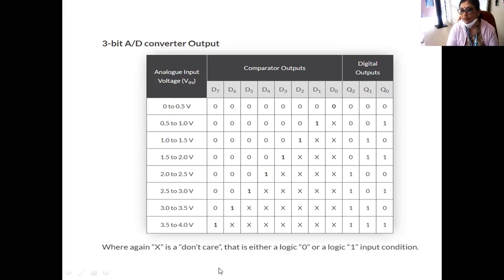Now, when the input voltage is between V reference by 8 and V reference by 4, in that case, comparator 1 is going to produce logic 1 output, and comparator 0 will also produce logic 1 output. Okay. Now, what happened here?